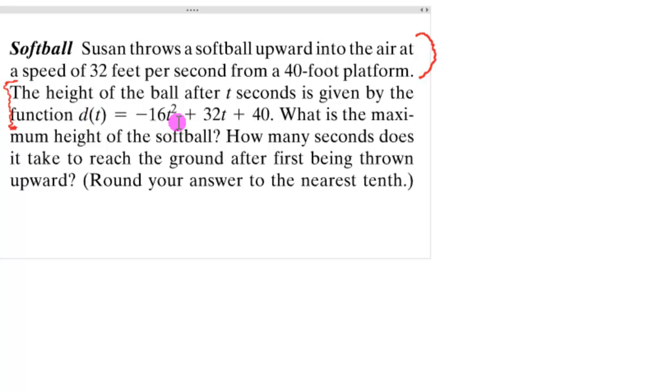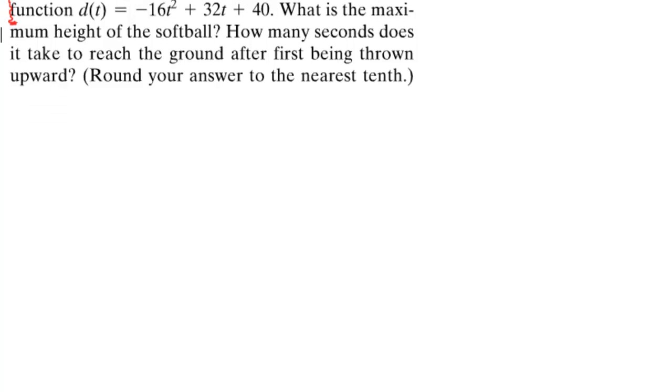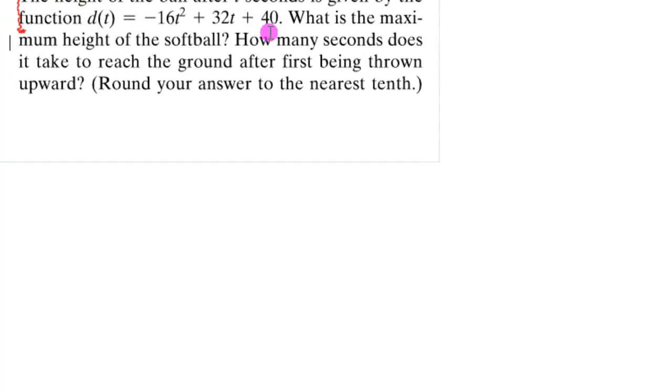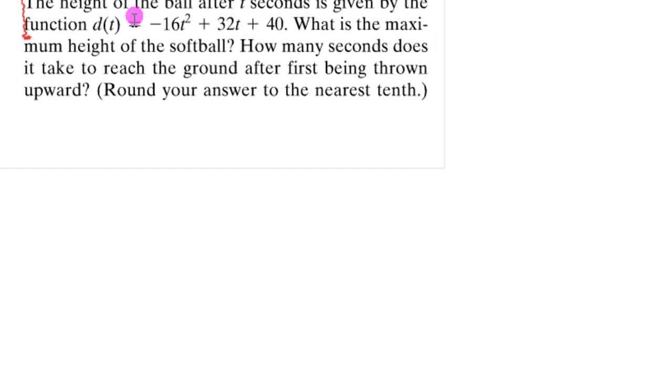So if you put in t equals 1, you would be finding the height of the ball at 1 second. If you put in t equals 2, you'd be finding the height of the ball at 2 seconds, and so on. Well, we want to find the maximum height of the softball. Because we know this is the function with the path of the softball, and we recognize it as a parabola, we know that the maximum height is going to occur at the vertex.